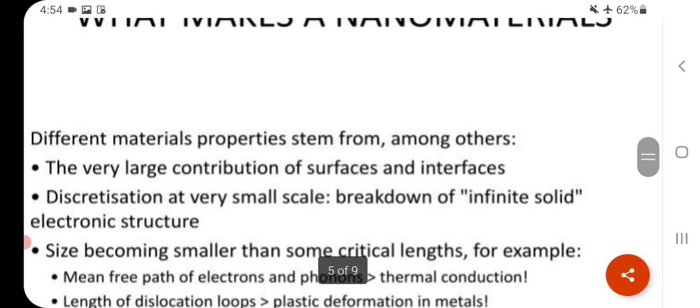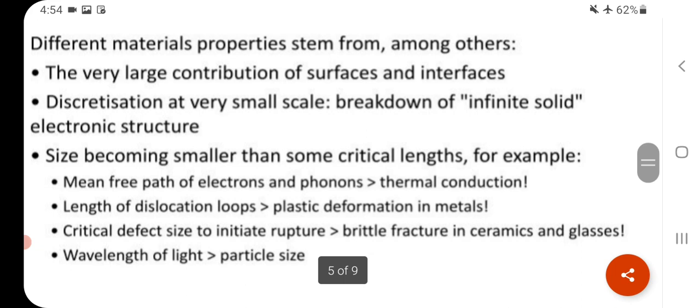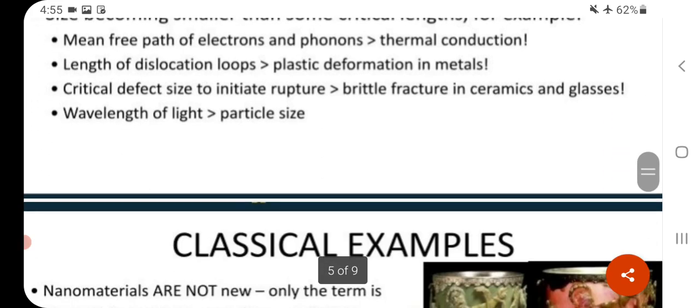Different material properties stem from, among others, the very large contribution of surfaces and interfaces, description at very small scale, and breakdown of infinite solid electronic structure. Size becomes smaller than some critical lengths, for example: mean free path of electrons and phonons for thermal conduction; length of dislocation loops for plastic deformation in metals; critical defect size to initiate rupture for brittle fracture in ceramics and glasses; wavelength of light and particle size.